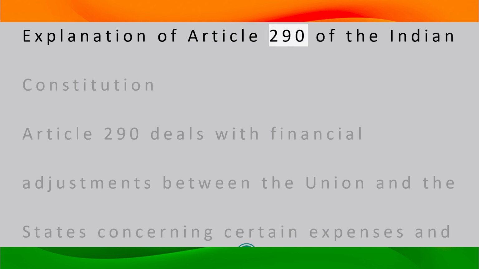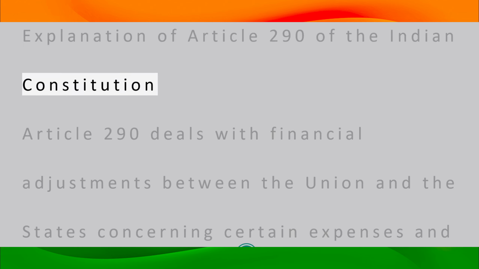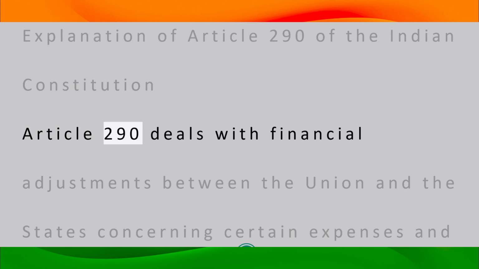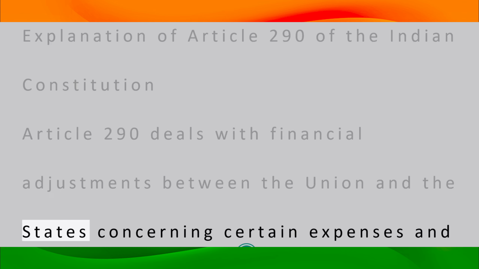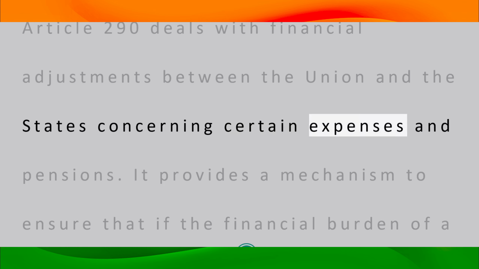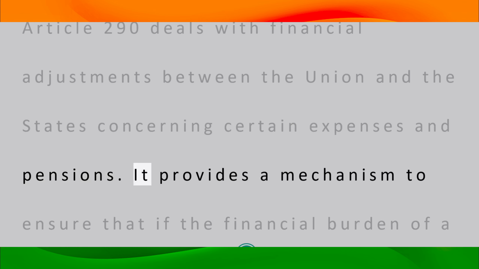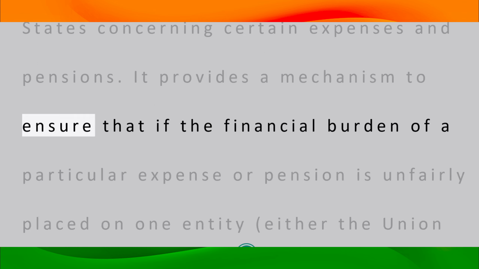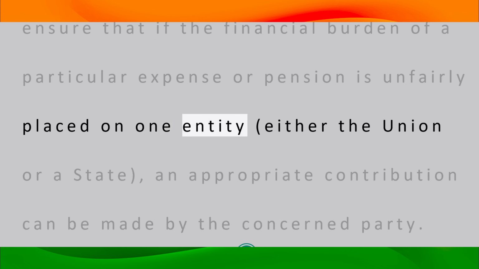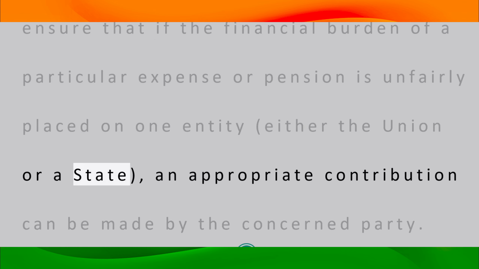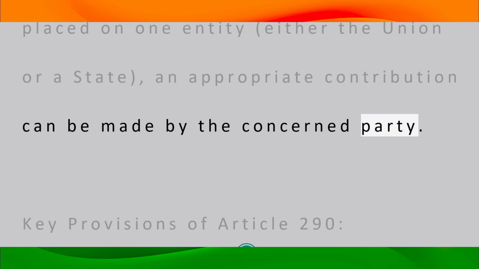Explanation of Article 290 of the Indian Constitution. Article 290 deals with financial adjustments between the Union and the states concerning certain expenses and pensions. It provides a mechanism to ensure that if the financial burden of a particular expense or pension is unfairly placed on one entity, either the Union or a state, an appropriate contribution can be made by the concerned party.